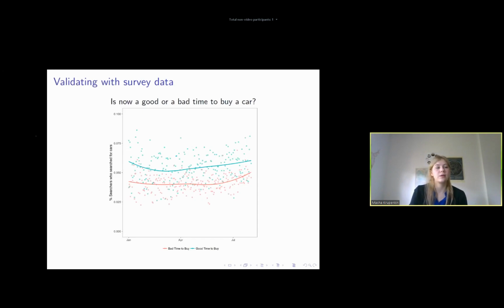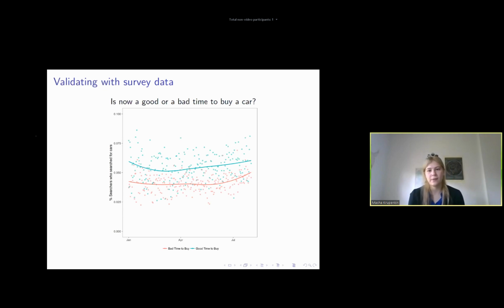An example question for validating something like car purchases: I had a bunch of terms that I thought were correlated with car purchases. So asking people, is now a good time or a bad time to buy a car? And then looking at the searches for the people who said that it was a good time to buy a car and comparing it to the searches for the people who said it was a bad time to buy a car. And what we see here is the blue line is people who think it's a good time to buy a car, and the percentage of those people per day who searched for these car-related terms. And the red line is people who think it's a bad time to buy a car.